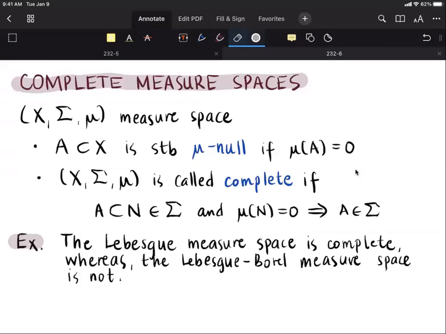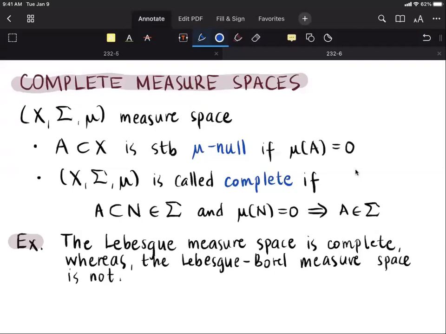So let's start with the following definitions. Suppose X is a set, sigma is a sigma algebra, and mu is a measure. A subset A of X is said to be mu null if the measure is 0. In this case, null sets with respect to a measure are not necessarily empty. For instance, in the case of the Lebesgue measure space, all countable sets are null sets with respect to the Lebesgue measure.